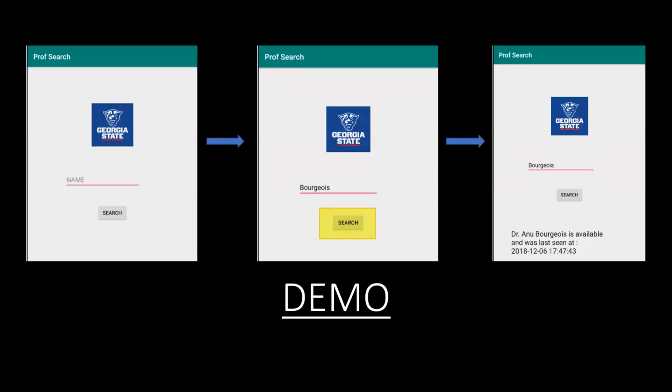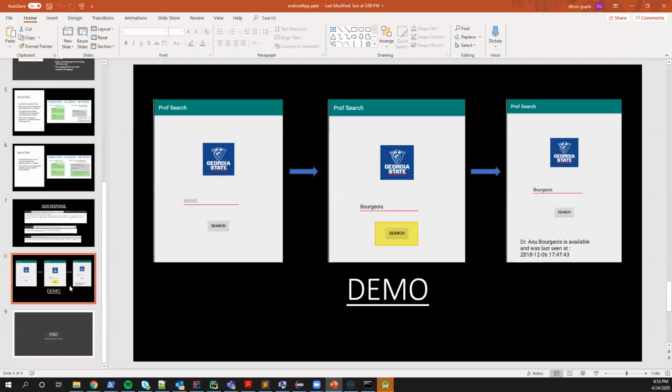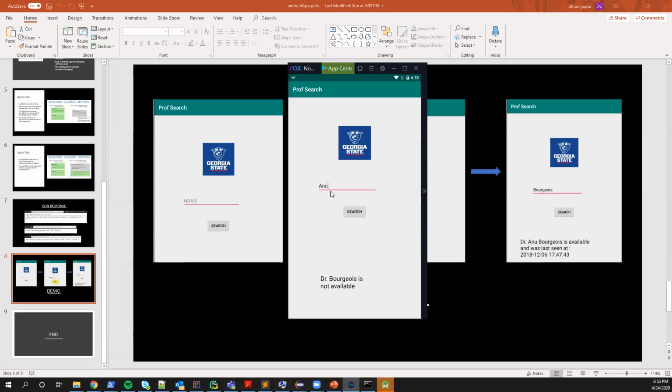So here's an example of it being run. I'm going to search for Dr. Bourgeois, and then when the search is triggered, it returns when she was last seen. I'll do a live demo as well. So I will search for Drew. And so it reports that I was last seen at this date.